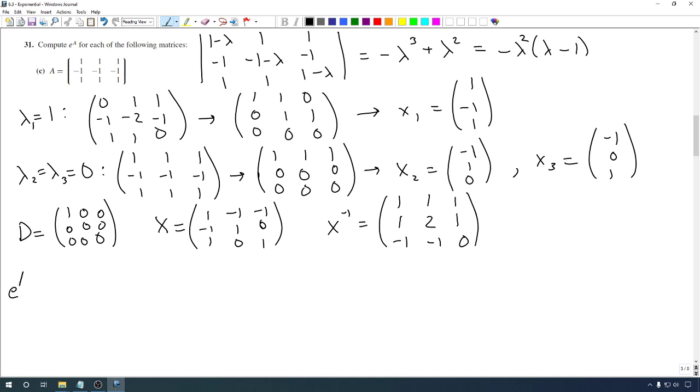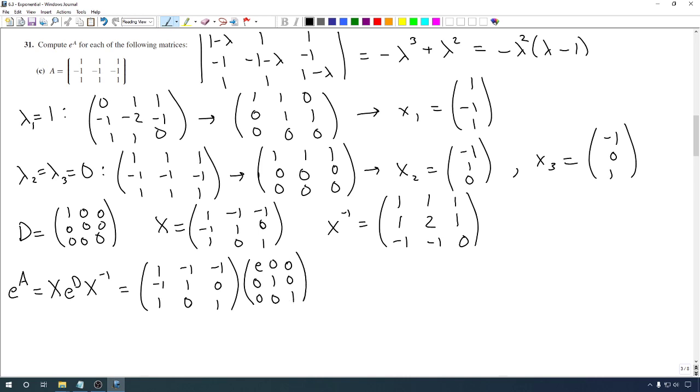That means we can take e to the A to be X times e to the D times X inverse. This is our X. Go ahead and write that in here. For e to the D, we take the diagonal elements of D and raise e to those powers. So e to the first power is e, e to the 0th power is 1, and e to the 0th power is 1. And then we have our X inverse.